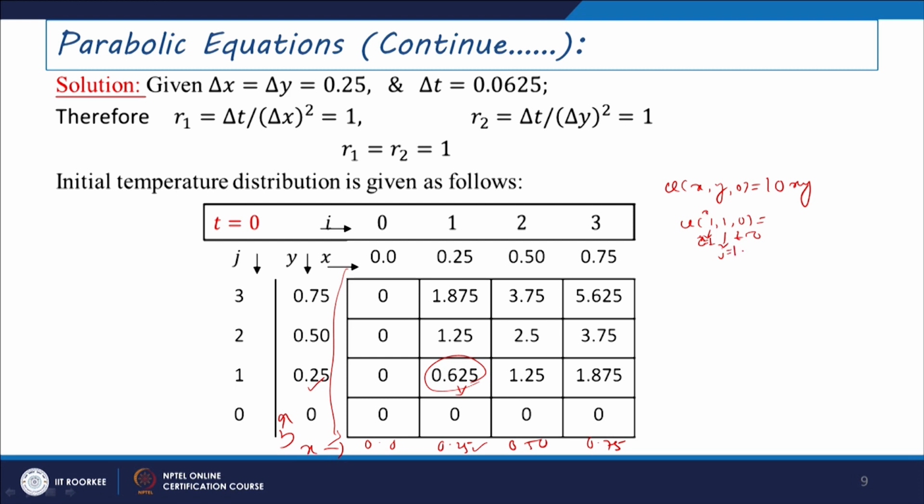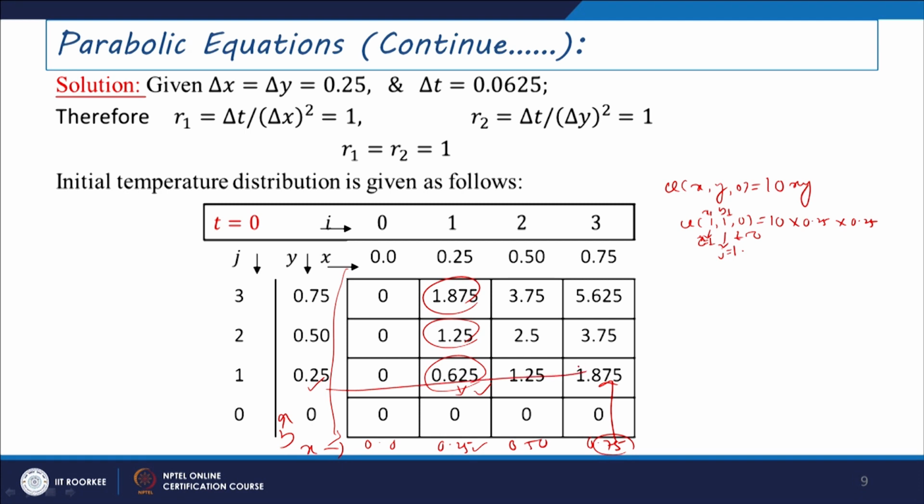So, that means we can write this as x1, this as y1 there, and we can write 10 into 0.25 into 0.25 there. So, that is nothing but 0.625 here. Likewise, if you consider 0.25 into 0.50 into 10, this gives you 1.25 here, and if you consider 0.25 and 0.75, into 10, this gives you 1.875.